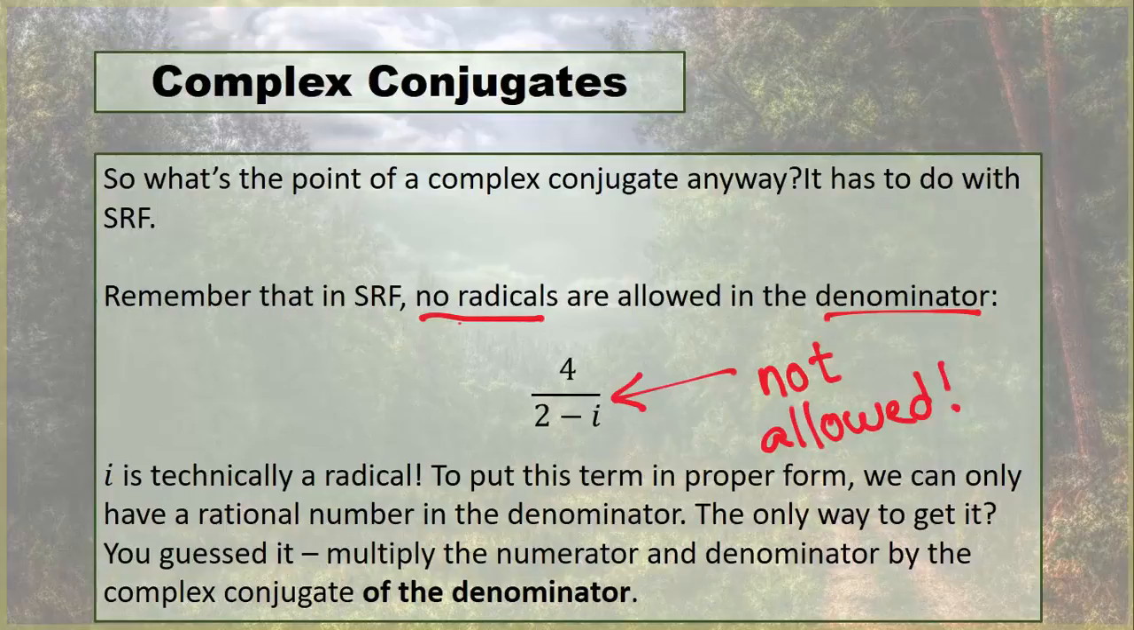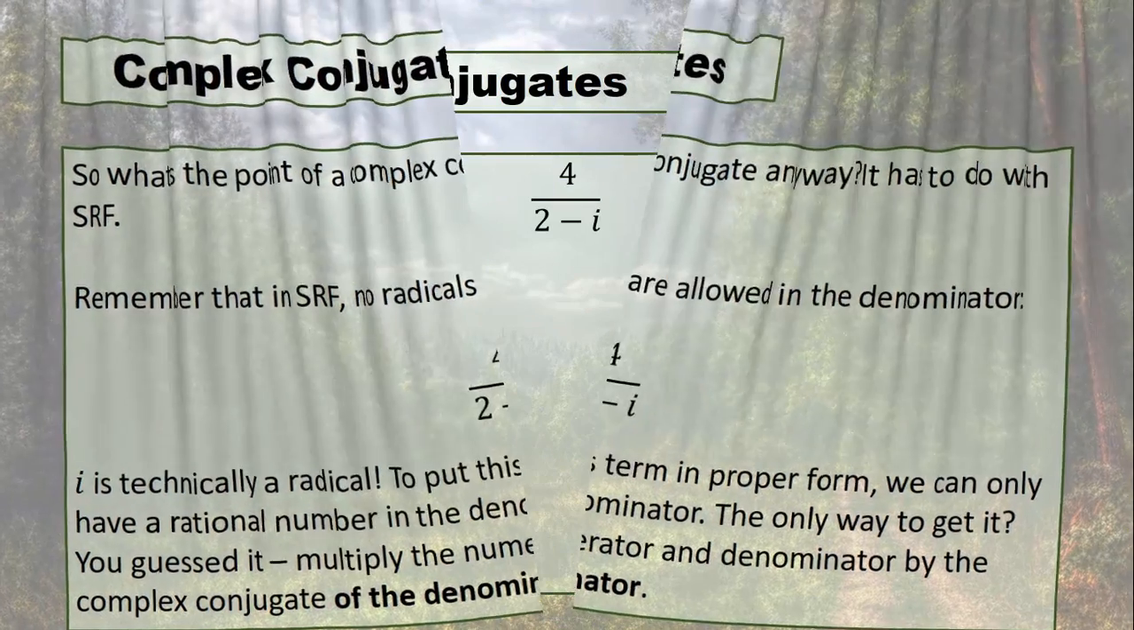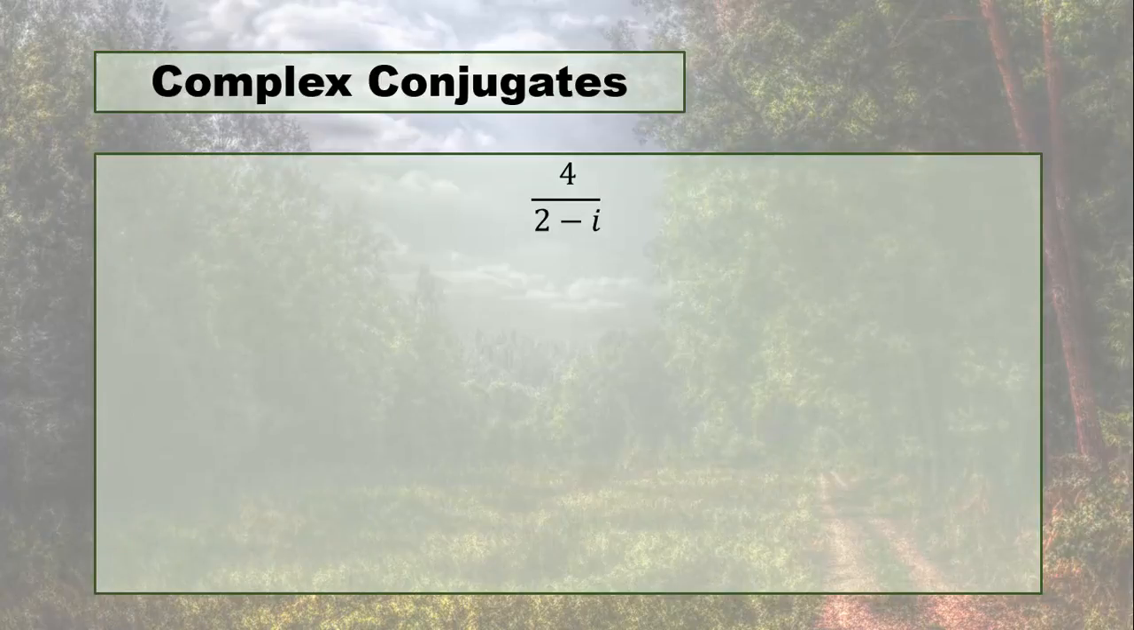So in order to put this term in proper form, we have to get all imaginary components of it out. And the only way you can do that is to multiply by the complex conjugate. Now since it has a numerator and a denominator, you're going to multiply both by the complex conjugate of the denominator. So the number 4 plus 2i, we're going to take that and multiply it by the conjugate 2 plus i in the numerator and the denominator.